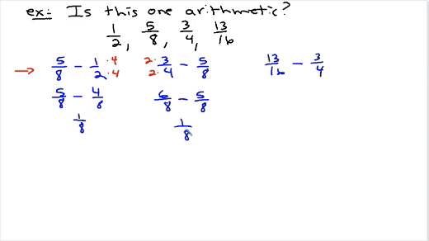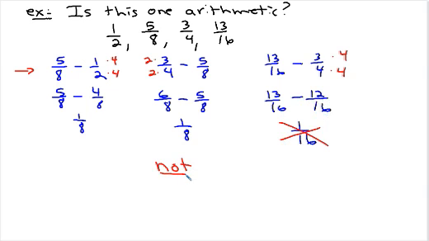Let's keep going. This last one, the least common denominator, is 16, though. So I need to multiply both of these by 4. And now I have 13/16 minus 12/16, which is 1/16. It's not arithmetic. So don't just do the first two and assume that it's arithmetic. You need to go all the way through.